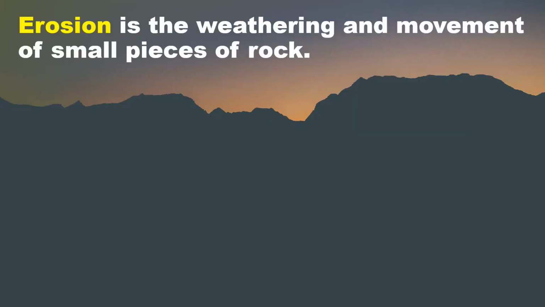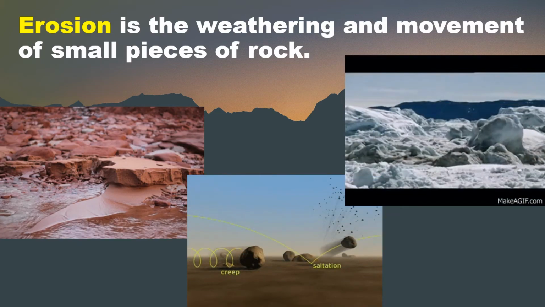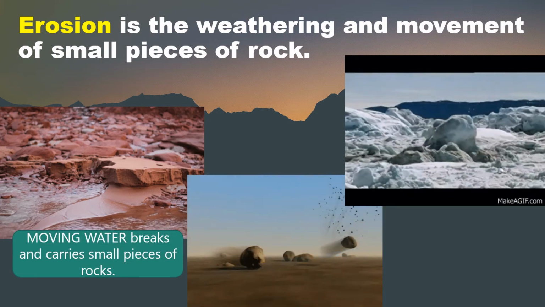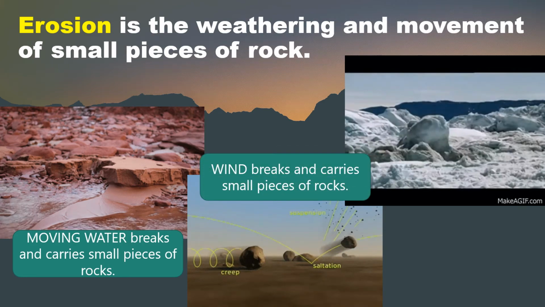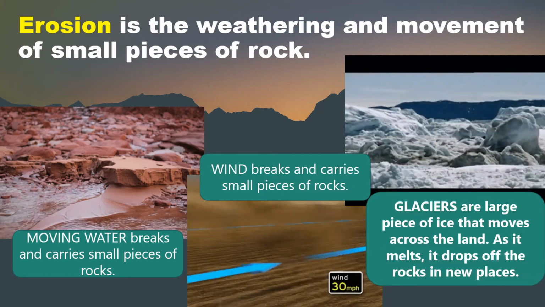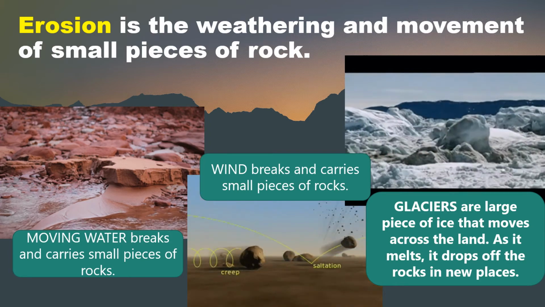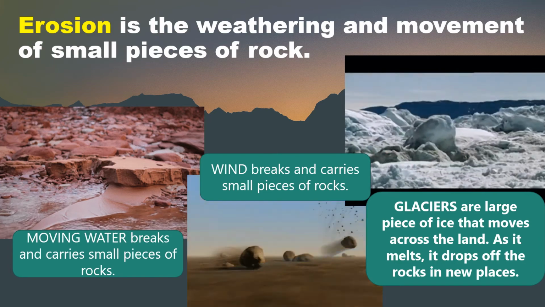Broken rocks are sometimes moved to other places. Erosion is the weathering and movement of small pieces of rock. Moving water, wind, and glaciers are all causes of erosion. Moving water breaks and carries small pieces of rocks. Wind breaks and carries small pieces of rocks. Glaciers are large pieces of ice that move across the land. As it melts, it drops off the rocks in new places.